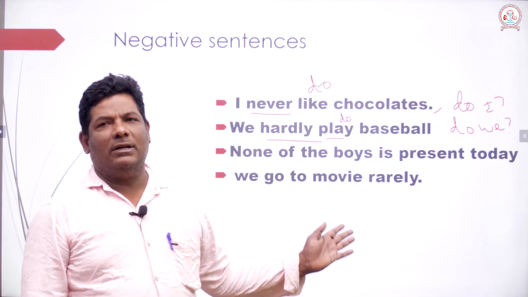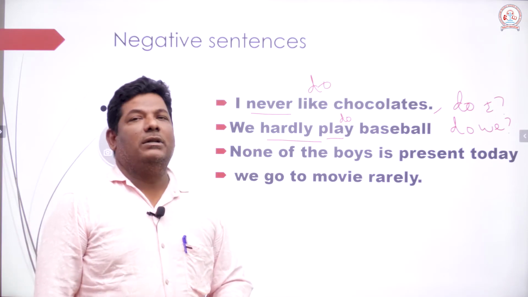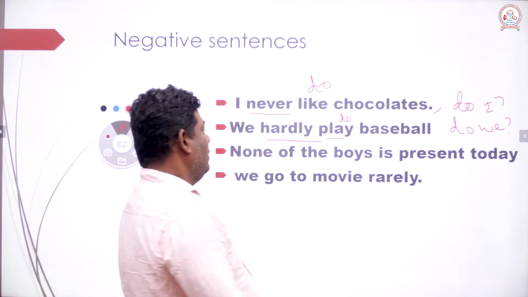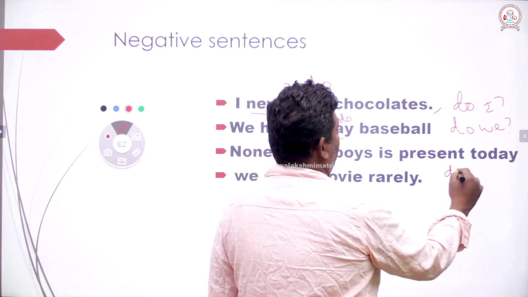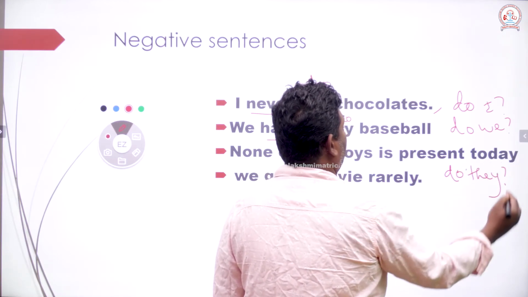It's also a negative sentence. None of the boys is present today. Nobody is. It refers to they. You must write do they. Positive.